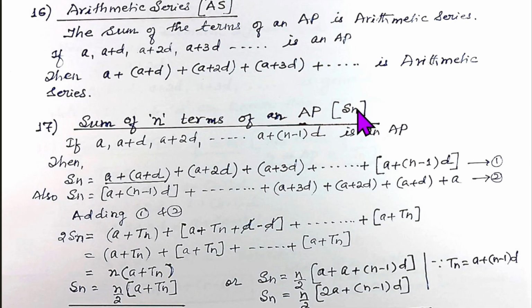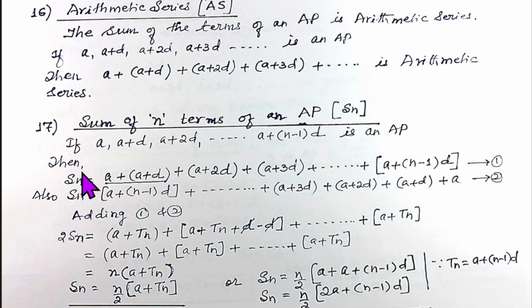Assuming that Sn is the symbol of the sum of n terms of AP, then Sn is equal to A plus D plus A plus 2D plus A plus 3D plus so on to A plus n minus 1 into D. Let us call this 1. Now again the same sequence I can write in reverse order, that means writing the last term as the first term and the first term as the last term. Again it is Sn. So Sn is equal to, the last term is A plus n minus 1 into D here, and so on, the first term is A.